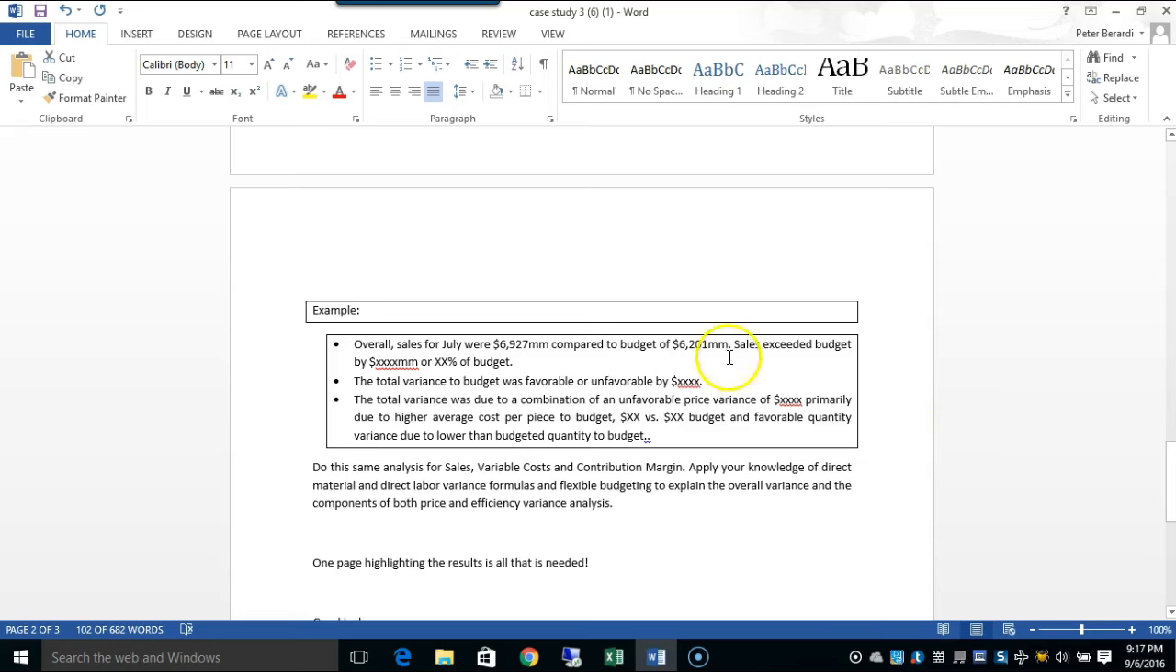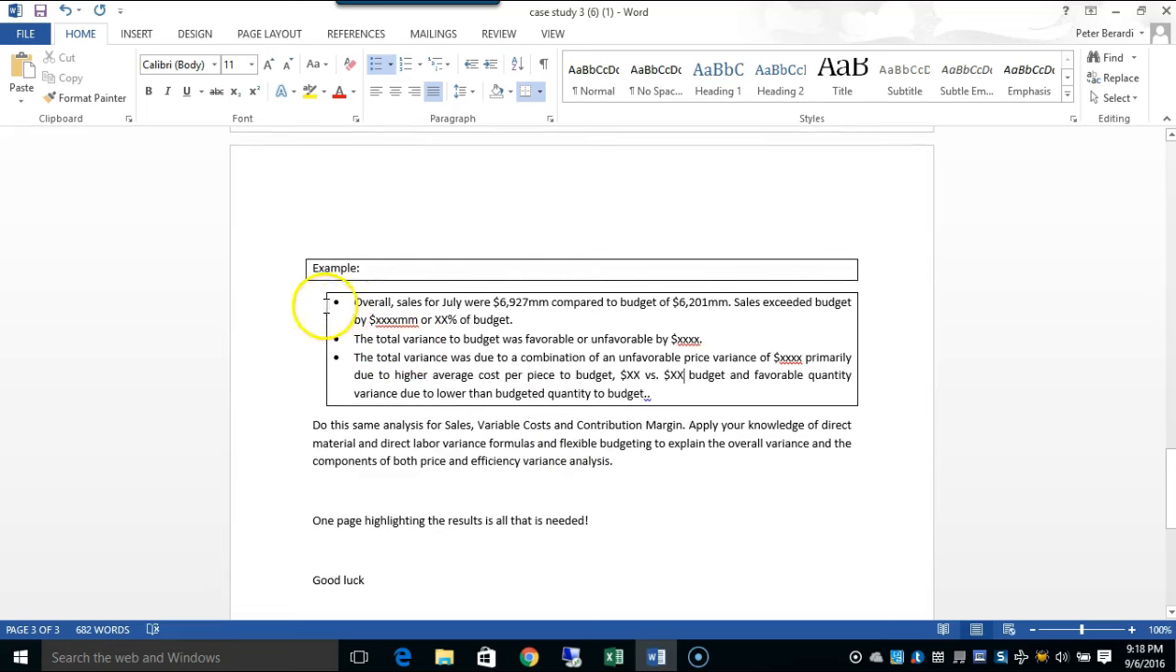Down here is an example. Overall sales for July were $6.9 million compared to budget at $6.2. Sales exceeded budget by X dollars and X percent. The total variance to budget was favorable or unfavorable by the dollar amount. Talk about the percent over budget or under budget. Total variance due to a combination of unfavorable price variance of X, primarily due to higher average costs per piece to budget. Put those dollar amounts in here. Do the same for your sales, your variable costs, and your contribution margin.